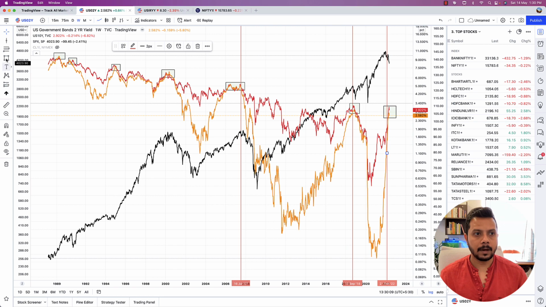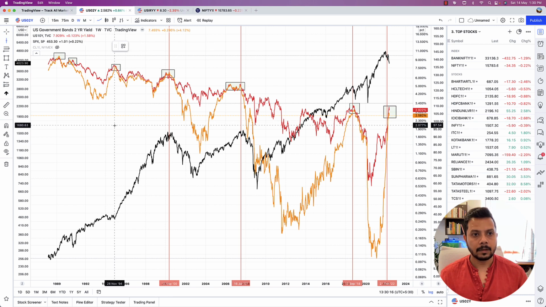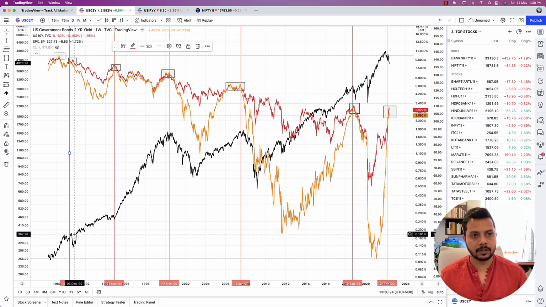Let's take a look at the past. When we take a look at the past, this is the 2000 bubble. The yield curves inverting during this period did not actually matter at all to the equity markets. Then over here, this is the 1990s. We have a bit of correction.